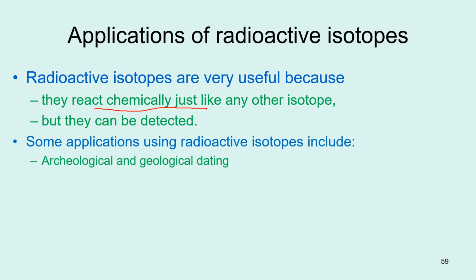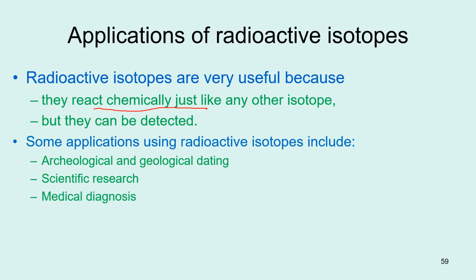You may have heard of carbon dating, which we'll talk about in a little while. That's dating rocks. How old is the Earth? That uses radioactive isotopes. So archaeological and geological dating. They can be used for scientific research. A lot of times, if you're trying to find the mechanism for a reaction, if you want to know what are the steps that happen in a reaction, you can label one of the chemicals involved with a radioactive element, and then you can follow it through the reaction.